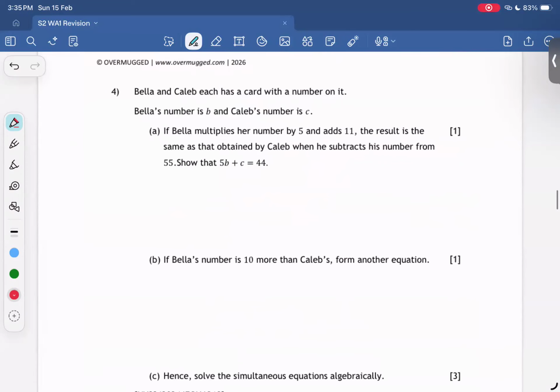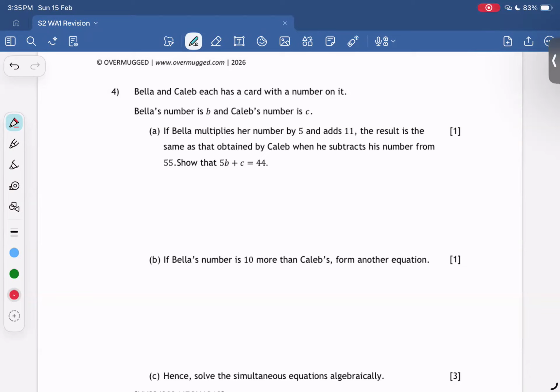Bella and Caleb each had a card with a number on it. So Bella's number is B and Caleb's number is C. Then they say that if Bella multiplies her number by 5 and adds 11, the result is the same as that obtained by Caleb when he subtracts his number from 55. So show that 5B plus C equals 44.